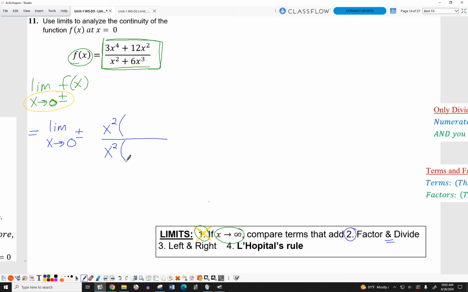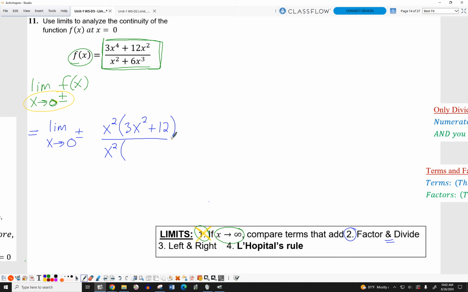So hands up, who knows what goes inside the parentheses on the top now that we factored out an x squared? Everybody knows what's going to go in the parentheses in the top. Hand is raised. You get 2. McKenna, what goes in the top? 3x squared plus 12. 3 for McKenna.